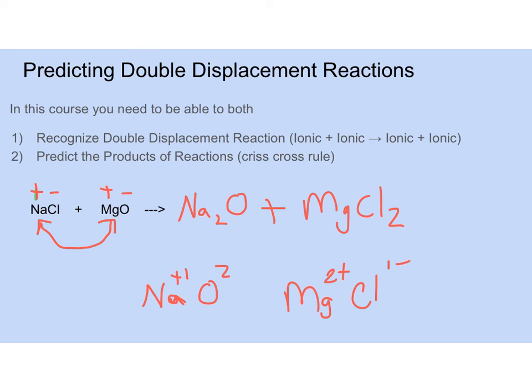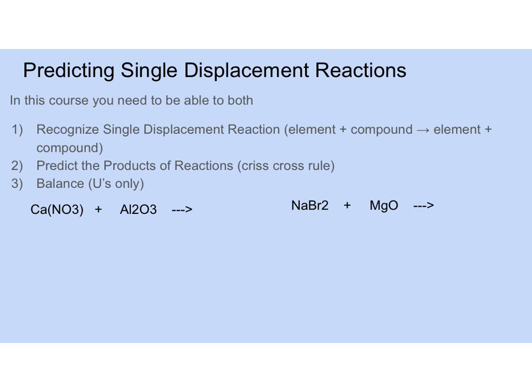Okay? It's not much different than a single displacement. The biggest thing is making sure that you actually use the crisscross rule every time when you reform them. You can't just write them out. Okay, let's do another one.